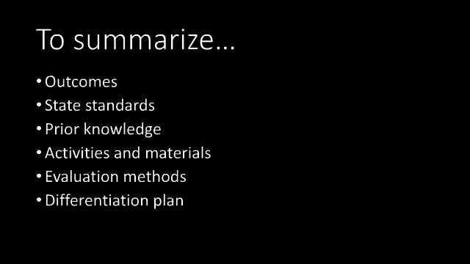To sum up, there are 6 teaching issues that educators consider when they are developing lesson plans to guide reading instruction. 1. Outcomes or learning objectives. 2. The state standards to which the outcomes or learning objectives are aligned. 3. The prior knowledge or set of experiences on which the new learning will build. 4. The activities and materials that will help students achieve the outcomes or learning objectives. 5. The method by which students' learning will be evaluated. And 6. The specific methods that will be used to differentiate instruction for students with unusual learning characteristics.